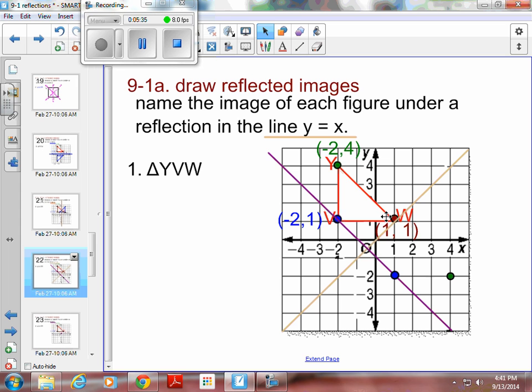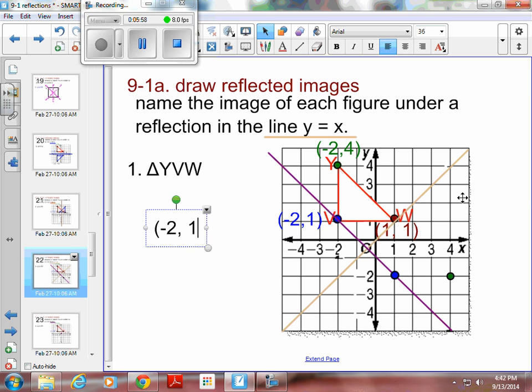So if this is the point -2, 1, it's now the point 1, -2. If this is the point -2, 4, I'm now at 4, -2. And this point's on the line, so 1, 1 stays 1, 1. So what happened there? If I was at -2, 1, that went to the point 1, -2.